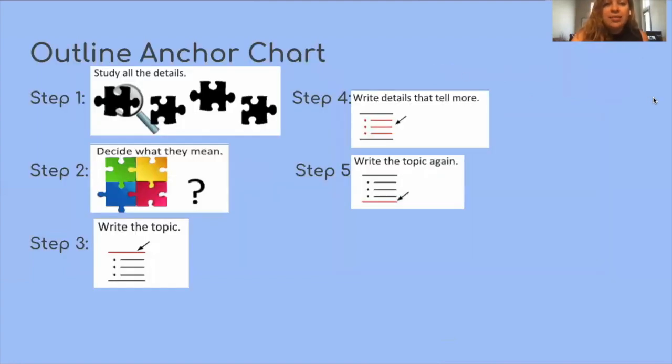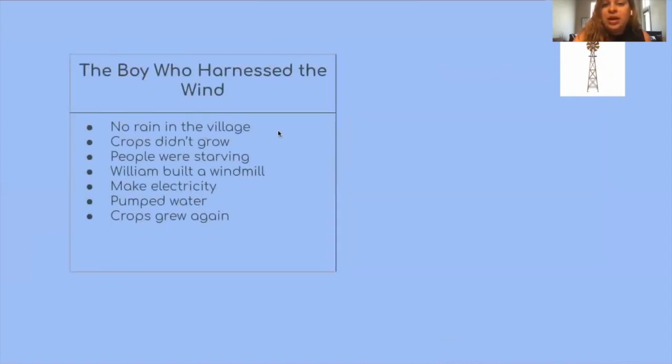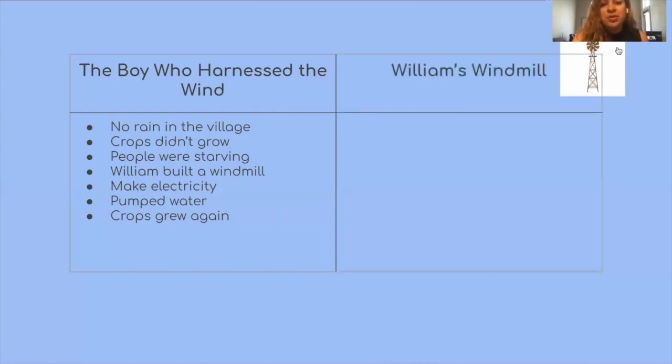Remember, the first step is we got to study all the details in our stories and decide what they mean. So right now we were able to collect some details from The Boy Who Harnessed the Wind, and we realized that the crops not growing was due to the lack of water. So once they had water, it meant that crops were able to grow again. So now we have to look at William's Windmill so that we can understand the details of that story.